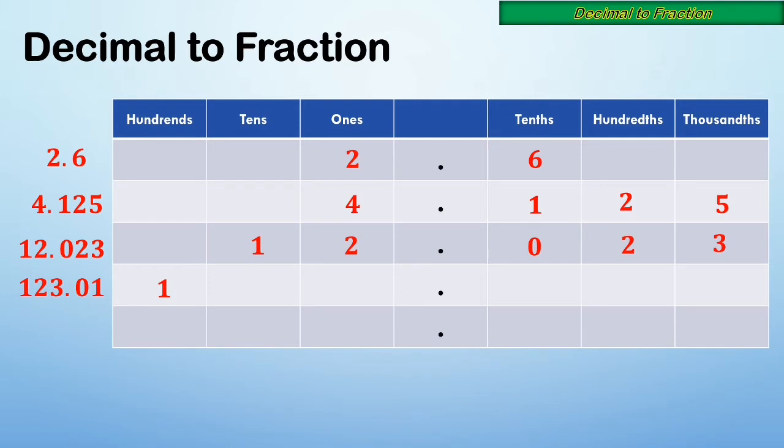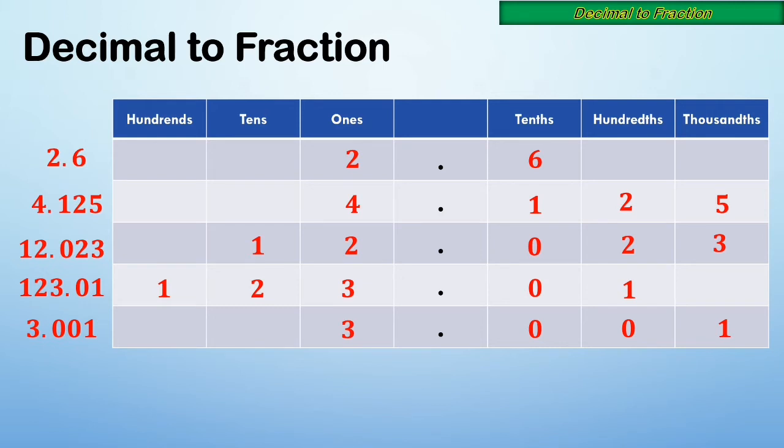123.01. Okay? 1 is the hundreds place, 2 is the tens place, 3 is ones. Then 0 is the tens place and hundreds. 1 is the hundreds place. It will read as 123 and 1 hundredths. Okay, good job. Then we have 3. It will read as 3 and 1 thousandths.